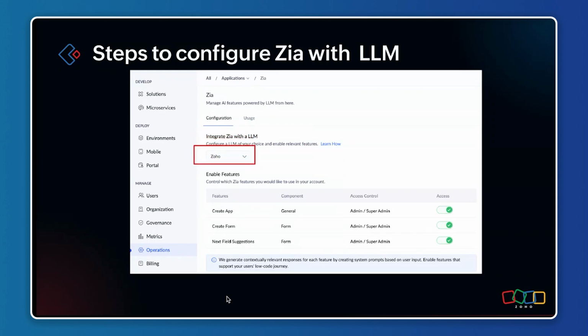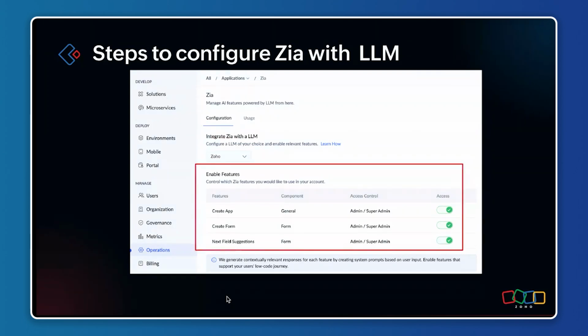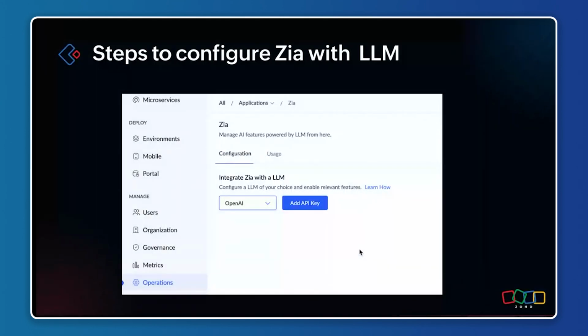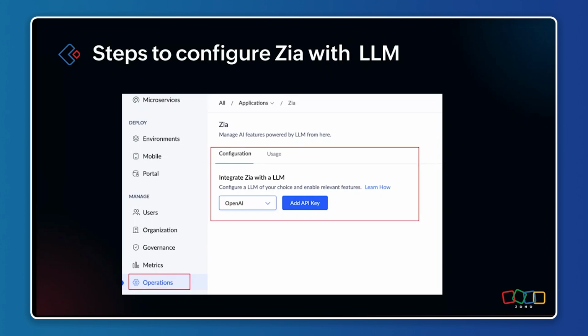So beneath that, you can see Enable Feature option. You can control the Zia features you would like to use in your account, whether maybe for the application creation or form creation or for the field suggestions. So you can also set the access control, whether it has to be enabled for the admin and super admin. Apart from Zoho's LLM model, we also have OpenAI integrated with Zia Assistance. Now you can make use of OpenAI if you've got API key purchased.